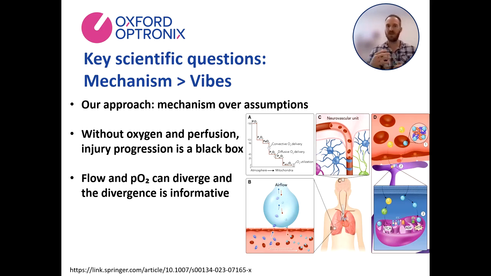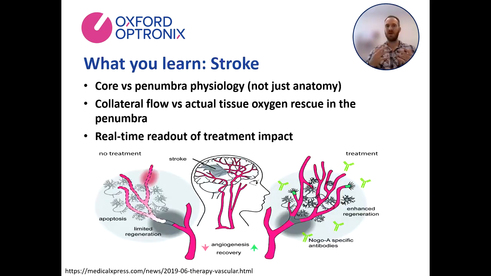With that framework, let's look at what shows up in real research areas, starting with stroke. In stroke, core versus penumbra is really about what is still perfused enough to be salvageable. Collateral flow can often look reassuring, but it doesn't always mean the tissue is actually being rescued at the oxygen level. So real-time flow and oxygen monitoring can help you answer a few practical questions. Did our intervention improve delivery? Did it improve tissue oxygenation? And did that improvement actually hold through the window that matters?